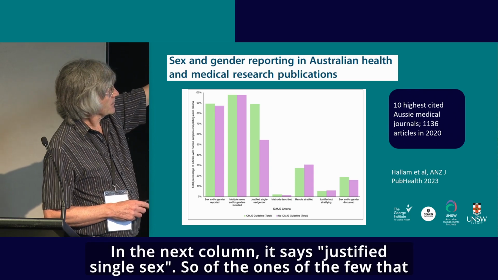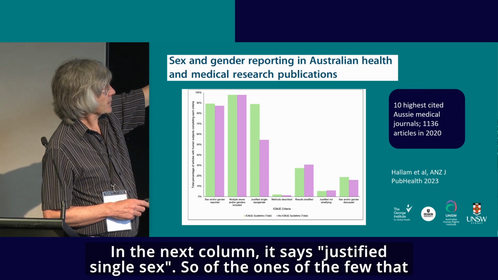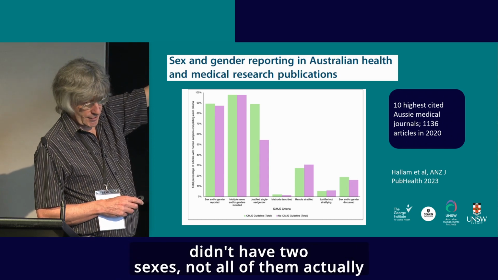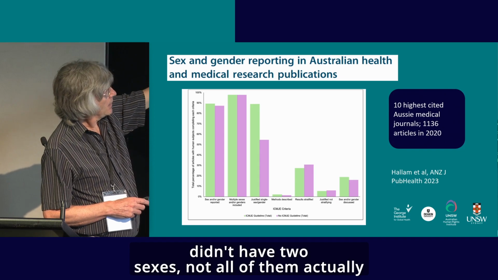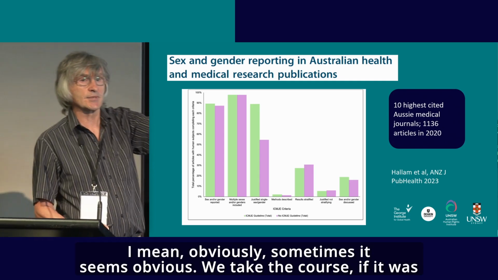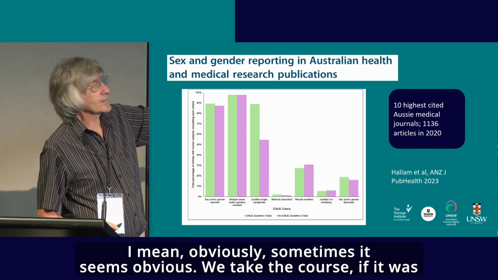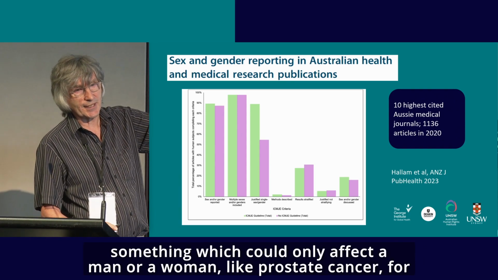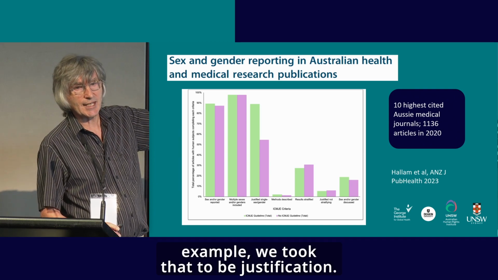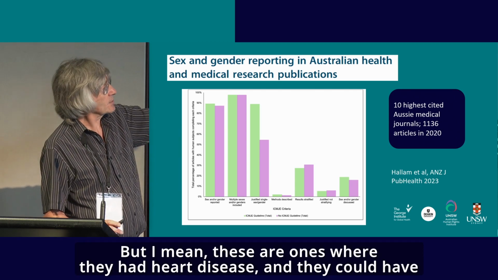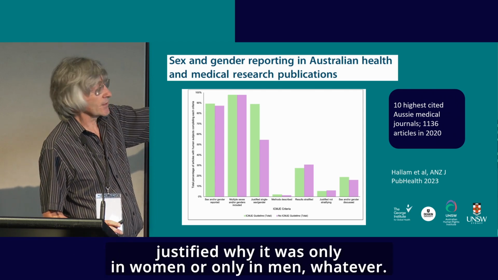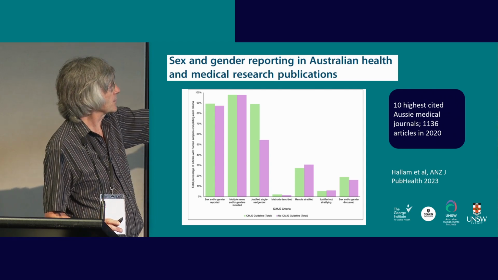In the next column, it says justified single sex. So of the few that didn't have two sexes, not all of them actually justified why they were only doing a single sex. I mean, obviously, sometimes it's obvious. If it was something which could only affect a man or a woman, like prostate cancer, for example, we took that to be justification. But these are ones where they had like heart disease, and they could have justified where it was only in women or only in men, whatever.